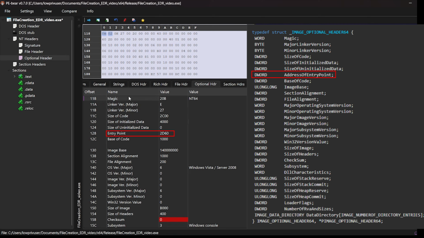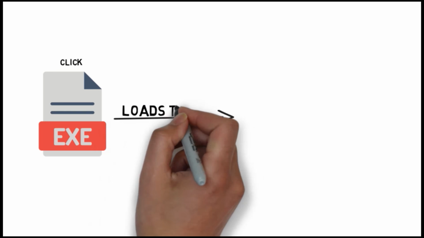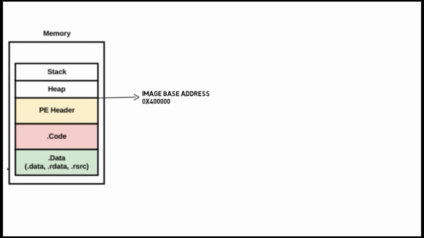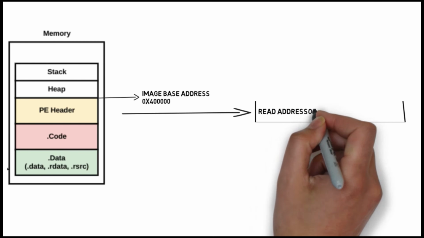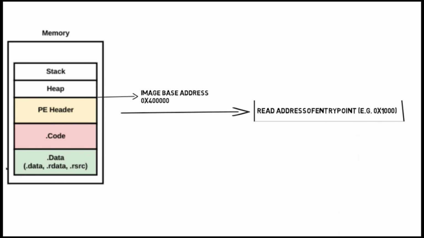Basically, it tells the Windows loader where to start executing code when the program runs. How does it work? When you double-click an exe, for example, Windows does this. It loads the PE file into memory at its preferred image base, or a different address if ASLR is enabled. And then it looks at the address of entry point to find the starting execution point, like the main function, and then jumps to that address and begins running the program.